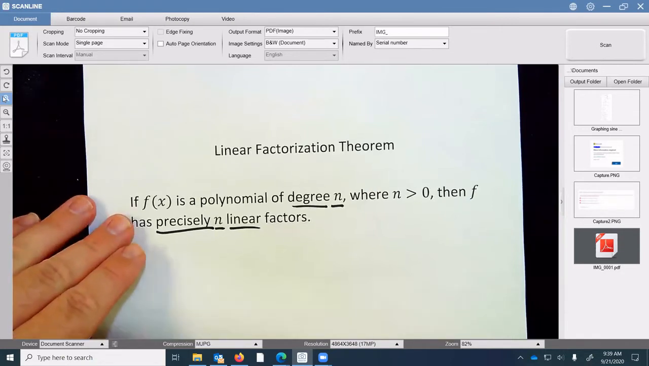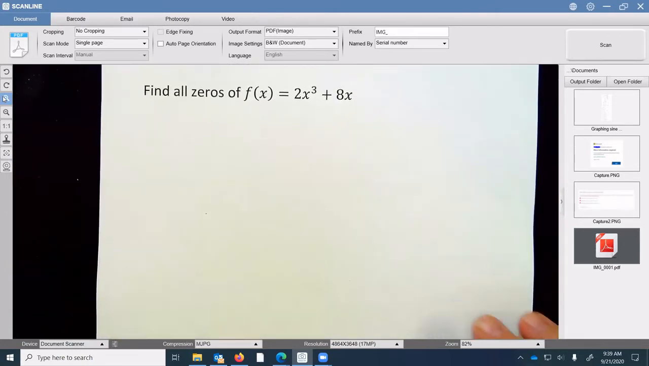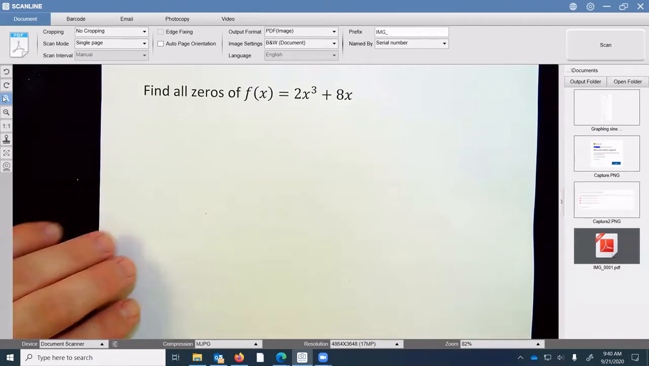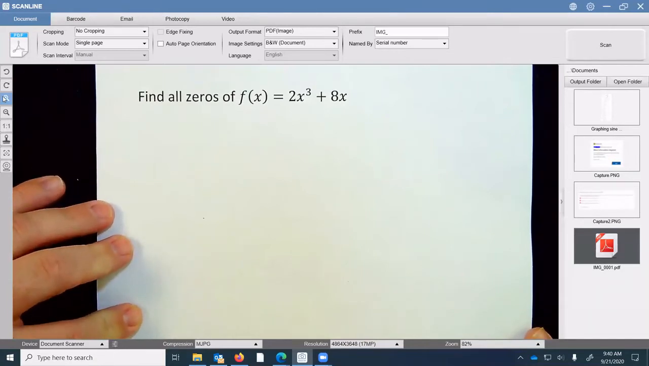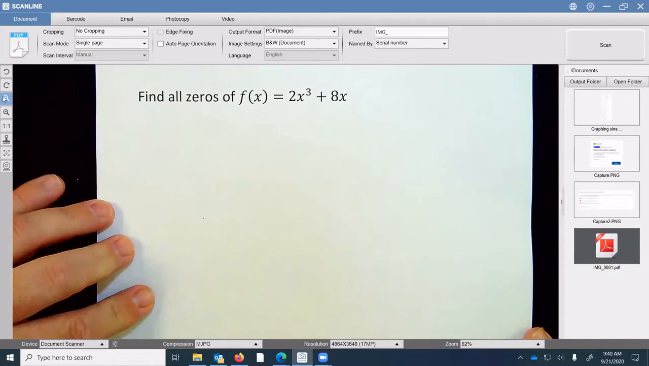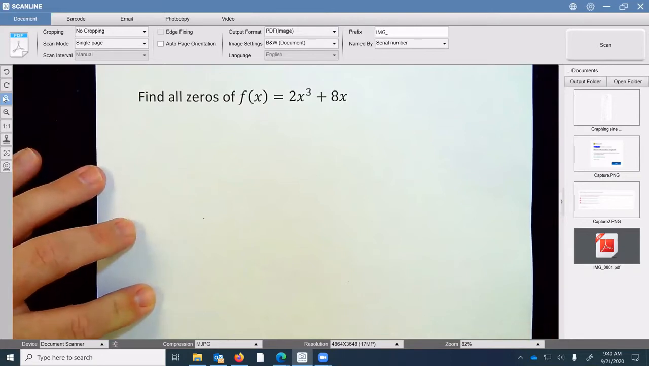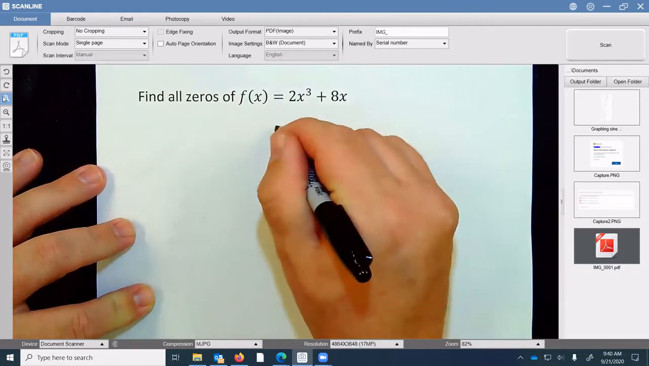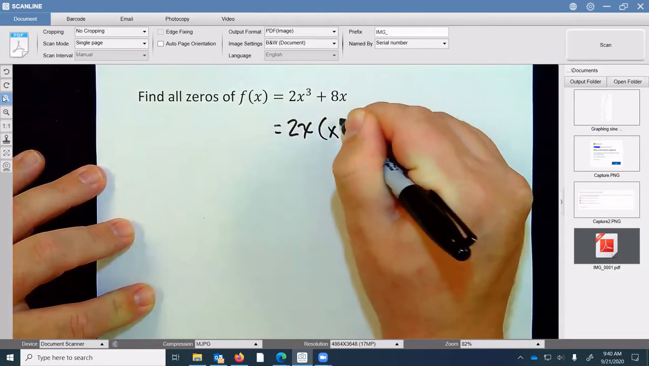And if we have problems that look like this, find all zeros of 2x cubed plus 8x squared. How do we go about factoring this? What do we do first? Take out an x. Is there anything else I can take out? A 2. So I'm going to factor out the common factors.